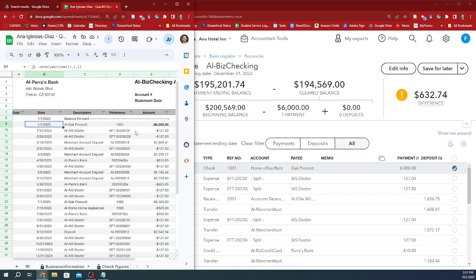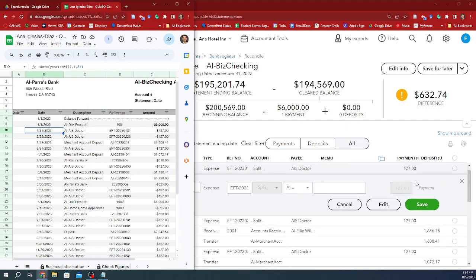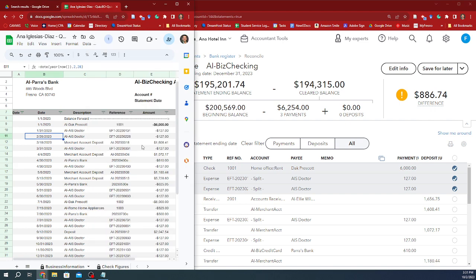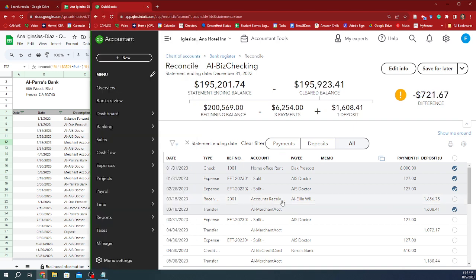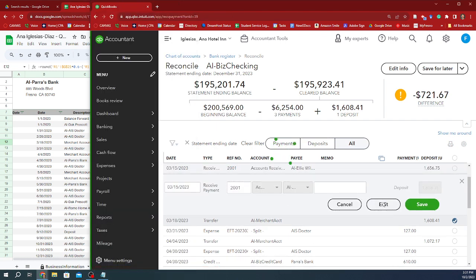On 1/31, I had an expense for $127. Okay, so that's correct. Then I had one on 2/28, then I had one for a payment of 1,608.41. So this is good. This is not good. This 315 means that this entry is not here, right? So you see this entry is nowhere to be found here. That means that this account is incorrect.